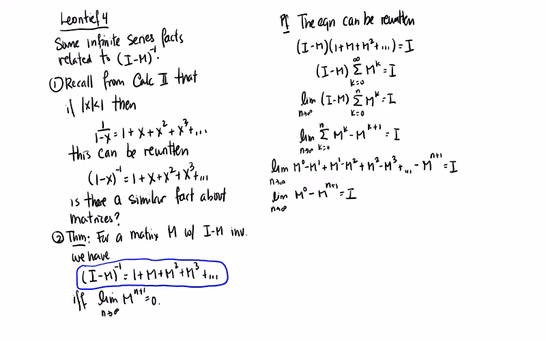Now, M to the 0 is the identity matrix. And when we take the limit, the identity matrix doesn't matter anymore. We can pull it out of the limit, or you can sort of separate the limits like this. And then we can cancel the I's and move the limit to the other side. And that's the end of the proof.